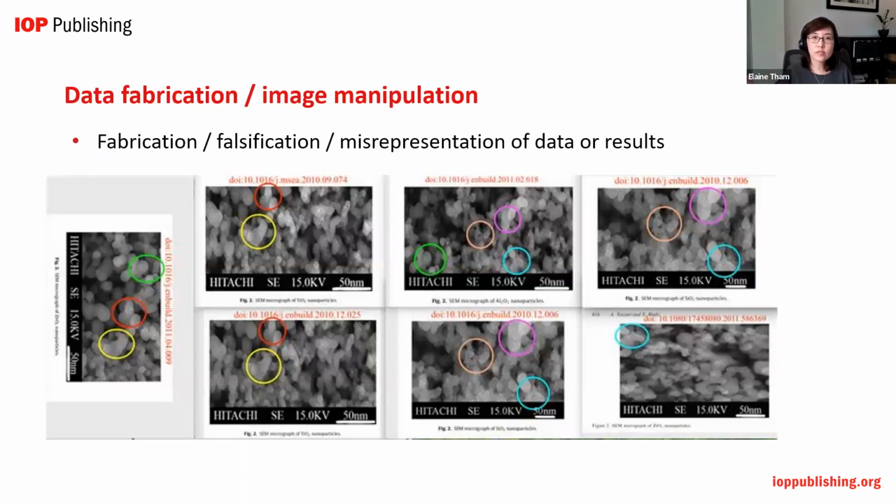We also have data fabrication or image manipulation. And this is the fabrication, falsification, or misrepresentation of data or results. This is really difficult for us to detect, but sometimes it is picked up during the peer review stage and flagged on post-publication sites like PubPeer.